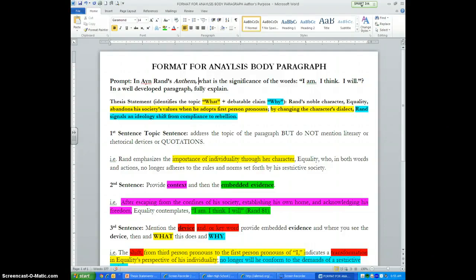Hi guys, today I wanted to go over the format for doing analysis in the body paragraphs because I feel like this is a place where a lot of people struggle. So let's get to it.